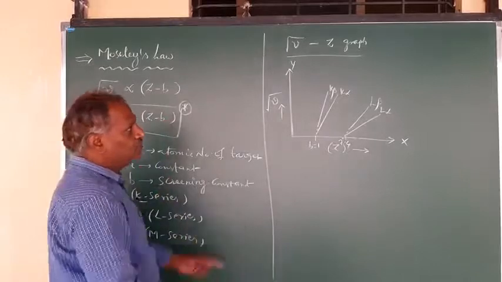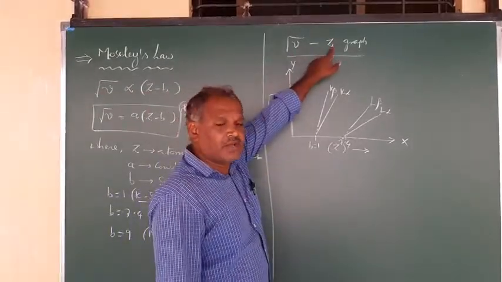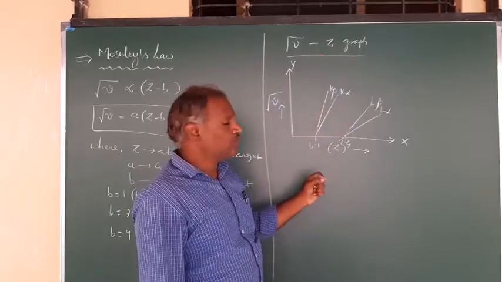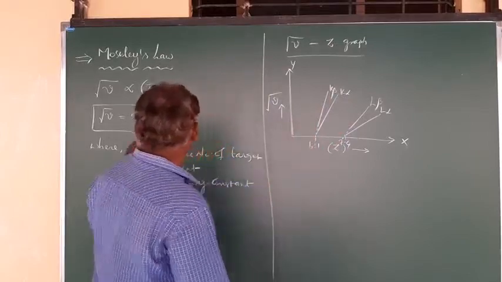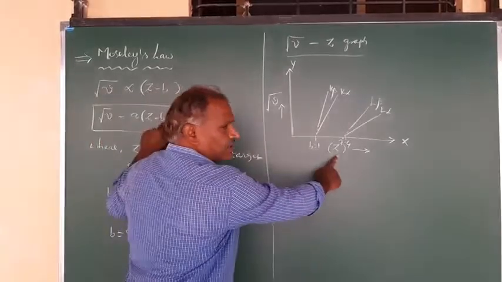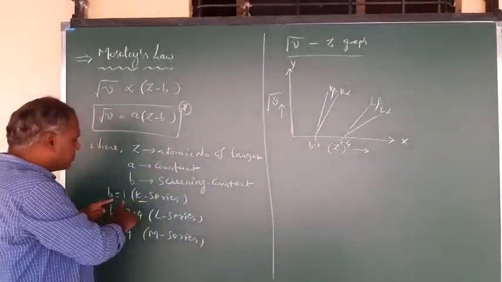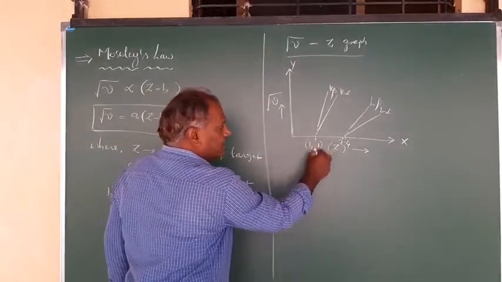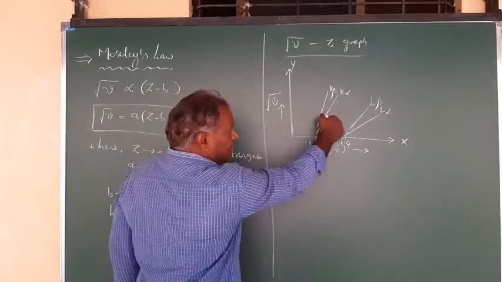Now you can observe whenever the graph is drawn between square root of frequency versus atomic number, you will get a straight line. And this straight line is not passing through the origin, because here we have Z minus B. Here we are taking the Z, but B is different for different series. I said it is the K series. What is the B value? 1. So where B is equal to 1, up to here the value is Z minus 1. So there you get this K series.